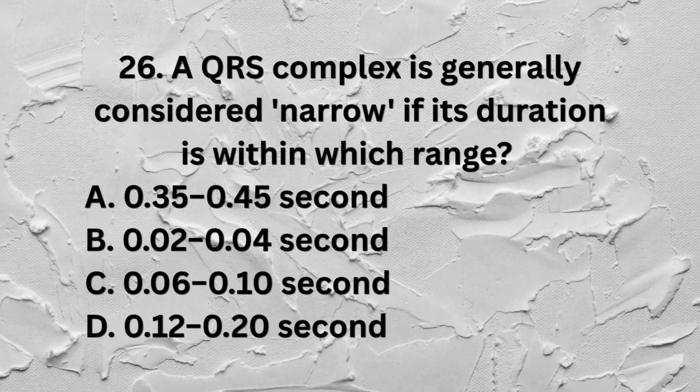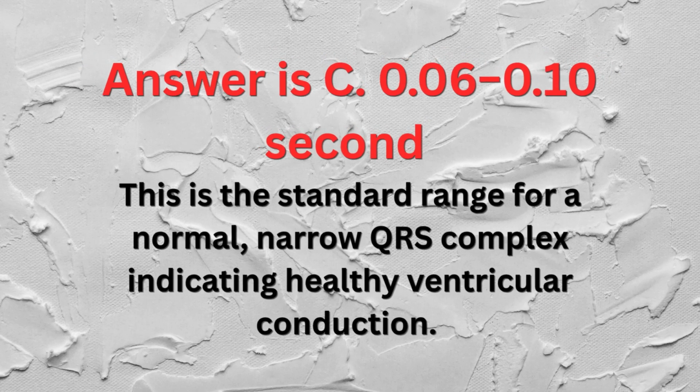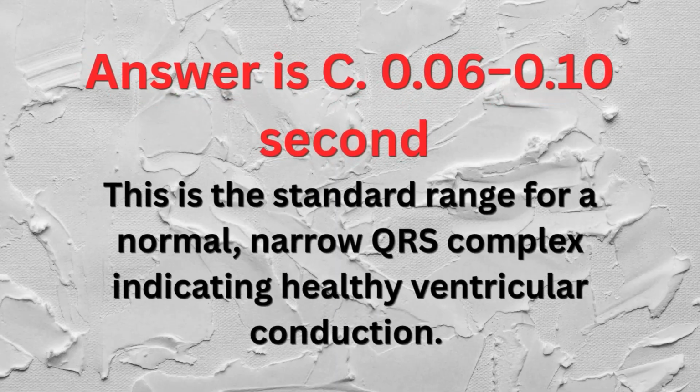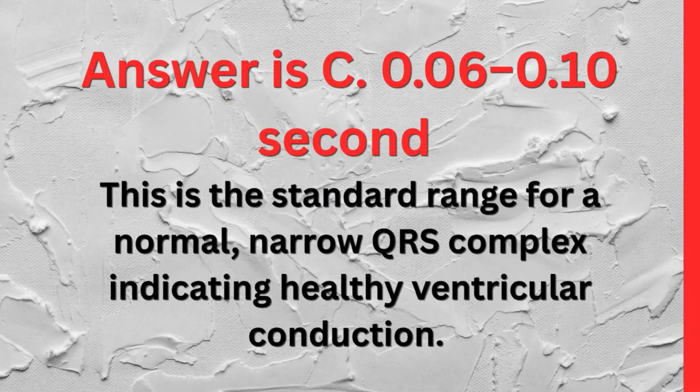A QRS complex is generally considered narrow if its duration is within which range? A. 0.35 to 0.45 second. B. 0.02 to 0.04 second. C. 0.06 to 0.10 second. D. 0.12 to 0.20 second. Answer is C. 0.06 to 0.10 second. This is the standard range for a normal, narrow QRS complex indicating healthy ventricular conduction.